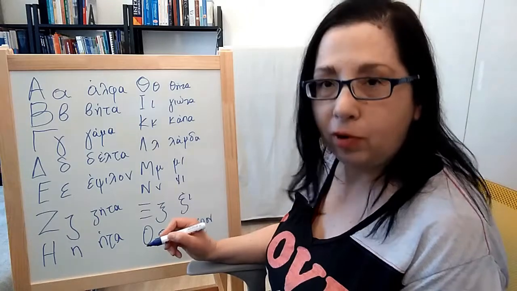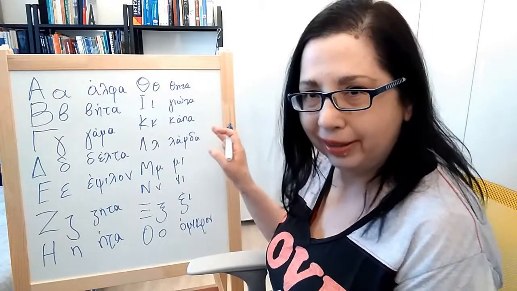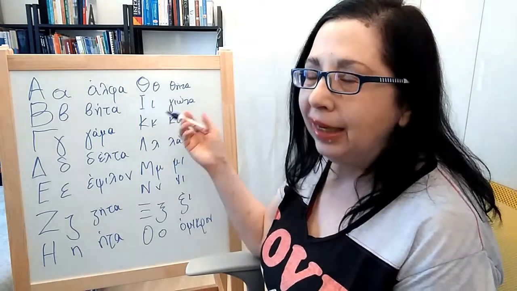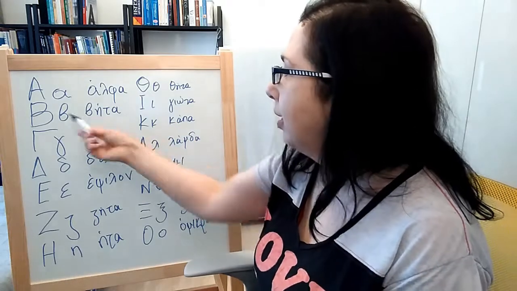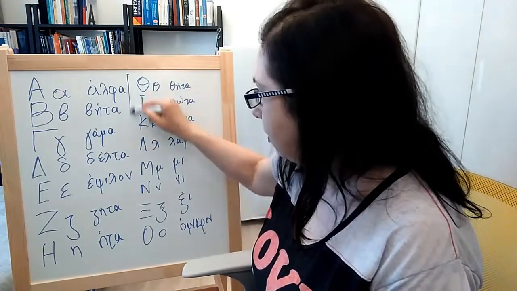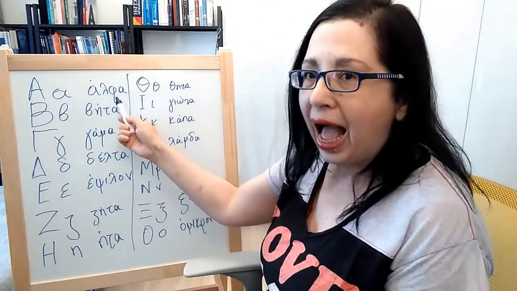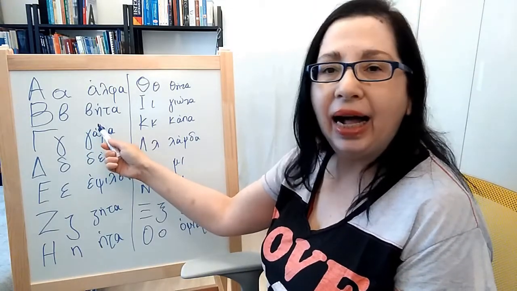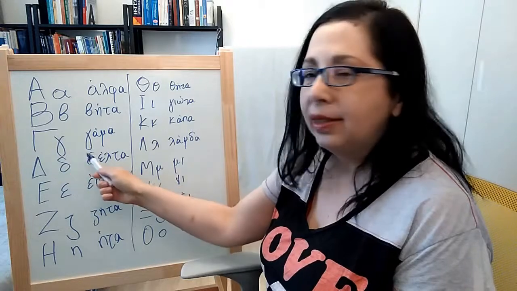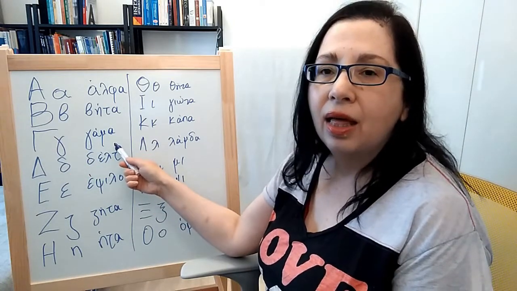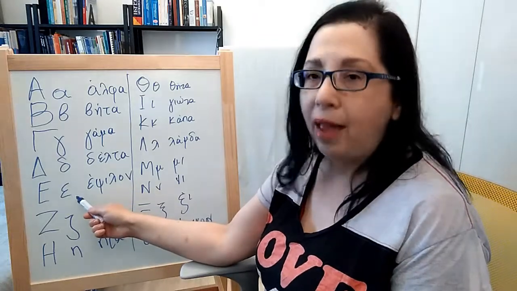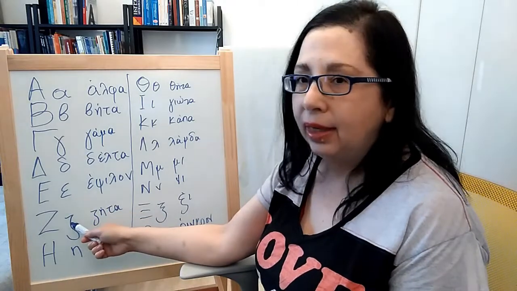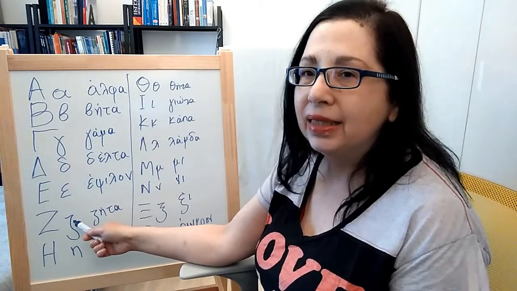Okay. And we have more, but I don't have enough board for the rest. One minute. Okay, so let's see the sounds. Alpha, no, here, sorry. So, alpha, A, beta, V, gamma, G, delta, D, epsilon, zeta, Z, like mosquitoes.